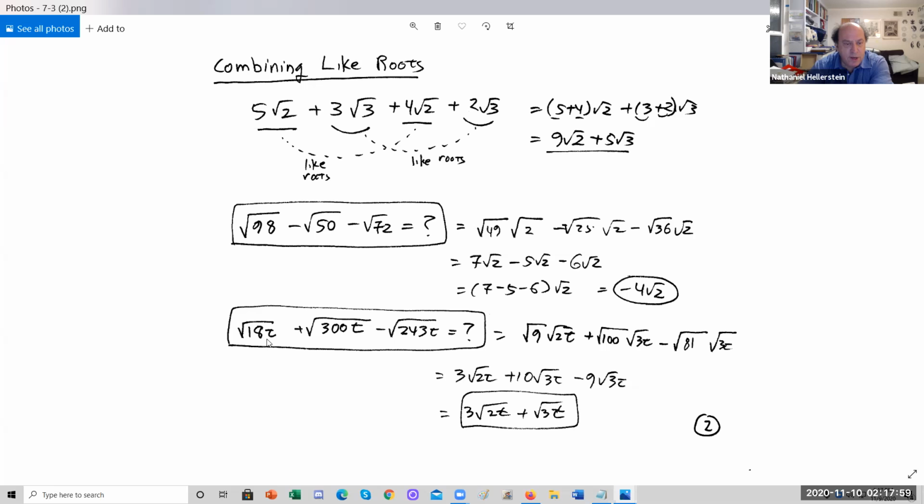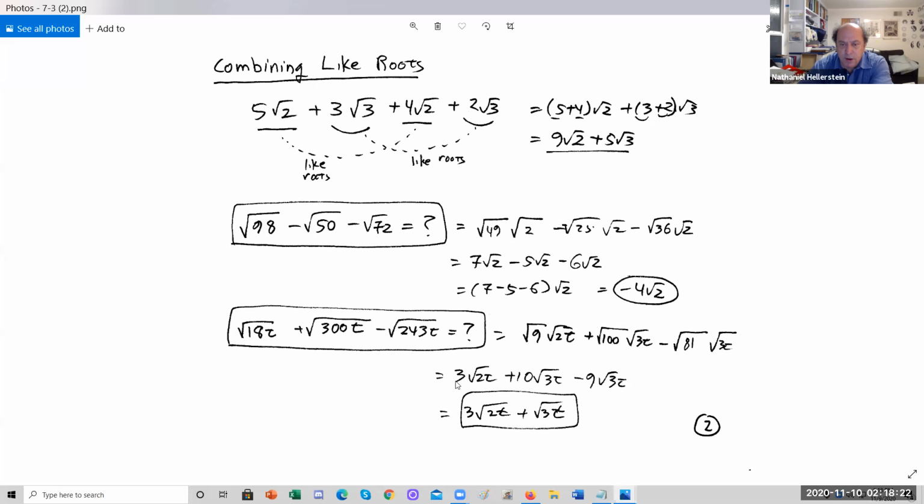Here you have root 18t plus root 300t minus root 243t. Now the largest square factor of 18 is 9. So you have root 9 root 2t. The largest square factor of 300 is 100. So you have root 100 root 3t. The largest square factor of 243 is 81. Let's get root 81 root 3t.